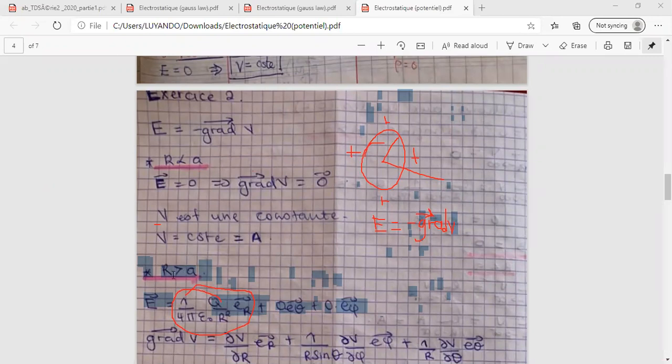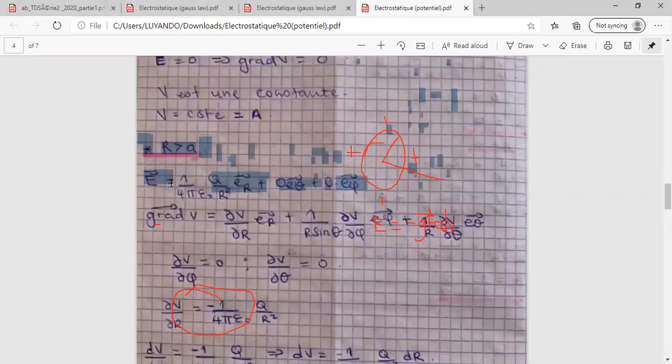We have our exterior, where R is greater than A. But we have our field, which is equal to this, but we're in spherical coordinates because we're dealing with a sphere. So we're going to have the direction R, the direction theta, and the direction phi. So our gradient in spherical coordinates, we already discussed in the first lesson. Our gradient is equal to this. It's our expression for the gradient.